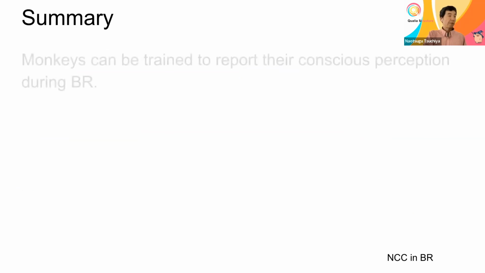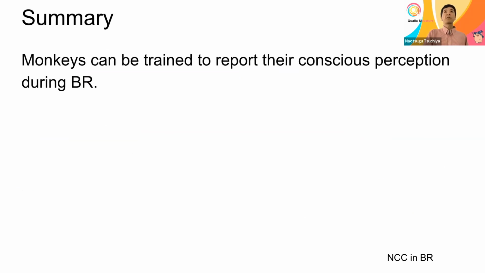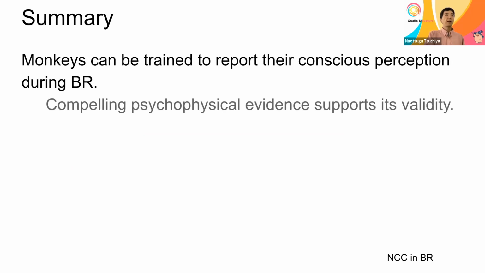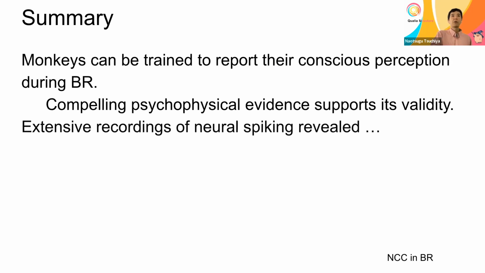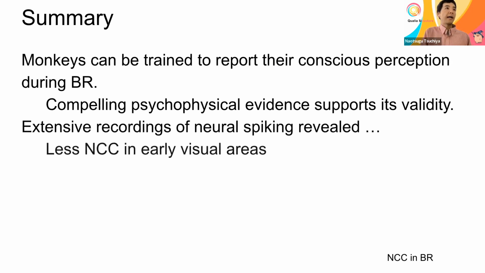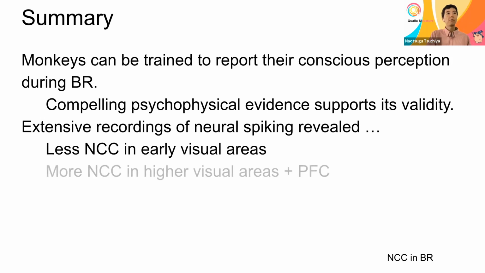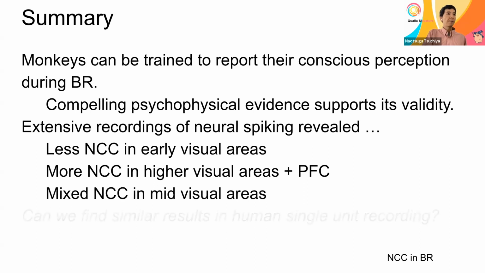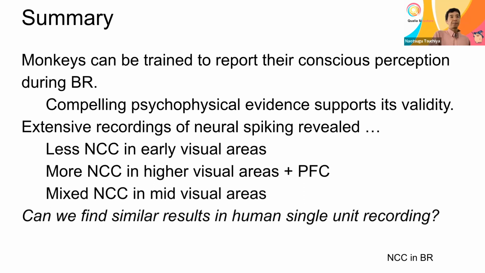So in summary, so far, monkeys can be trained to report their conscious perception during binocular rivalry, and compelling psychophysical evidence supports its validity. And extensive recordings of neural spiking revealed fewer neural correlates of consciousness in the early visual areas, such as V1, V2, but more NCC in the higher visual areas, like V4, V5, up to 40%, including correlated and anti-correlated neurons. And the prefrontal cortex, an even higher cortical area, and so on.